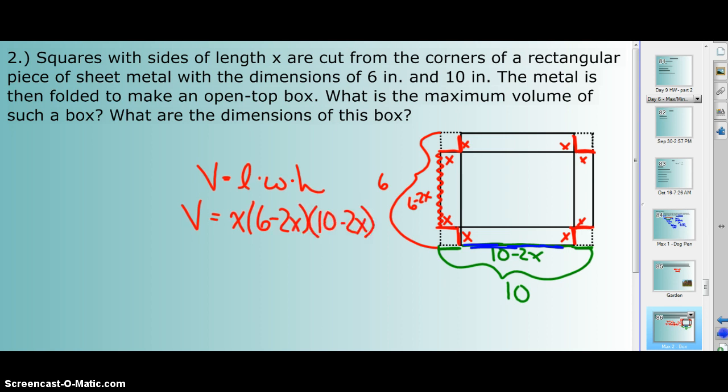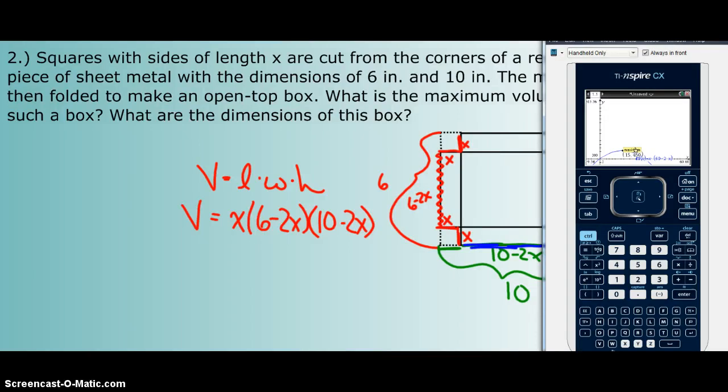And now looking at that, you can see a third degree: x times x times x. You have two negatives that make it a positive cubic. So you're expecting something to have one max and one min. So let's go ahead and graph that. Just going to clear that out.